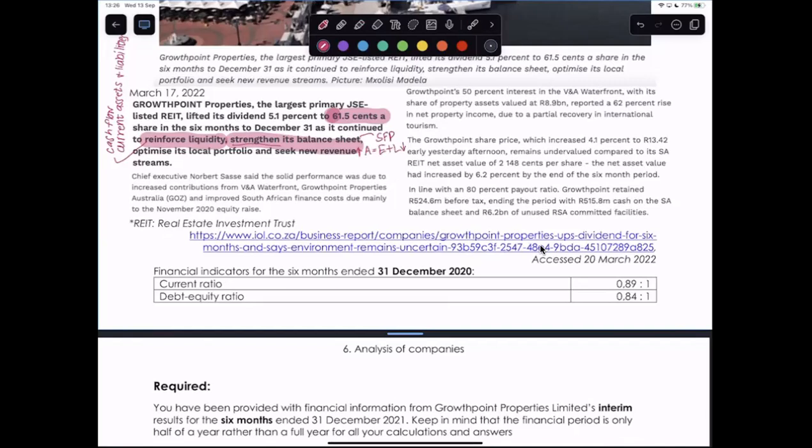Chief Executive Norbert Sass said the solid performance was due to increased contributions from the V&A Waterfront, Growth Point Properties Australia, and improved South African finance costs due mainly to the November 2020 equity raise. What do we mean by an equity raise? That is obviously increased equity. In other words, a share issue.